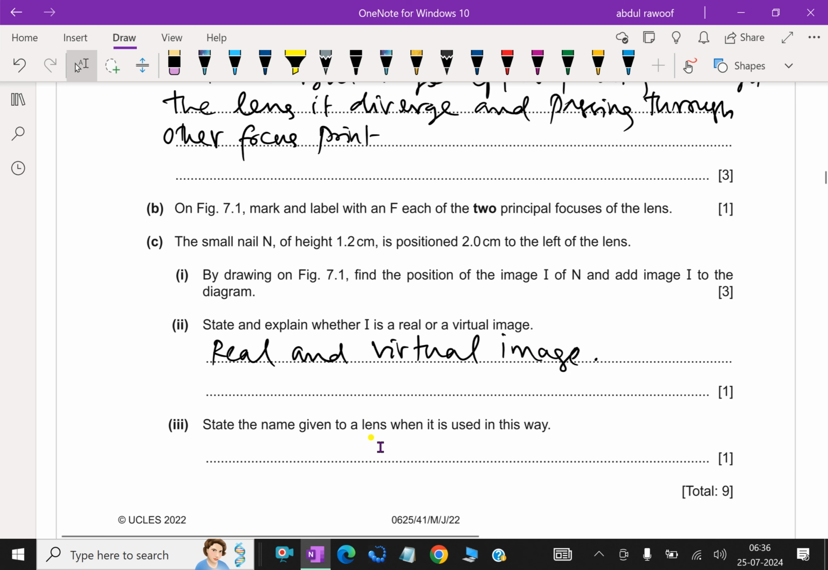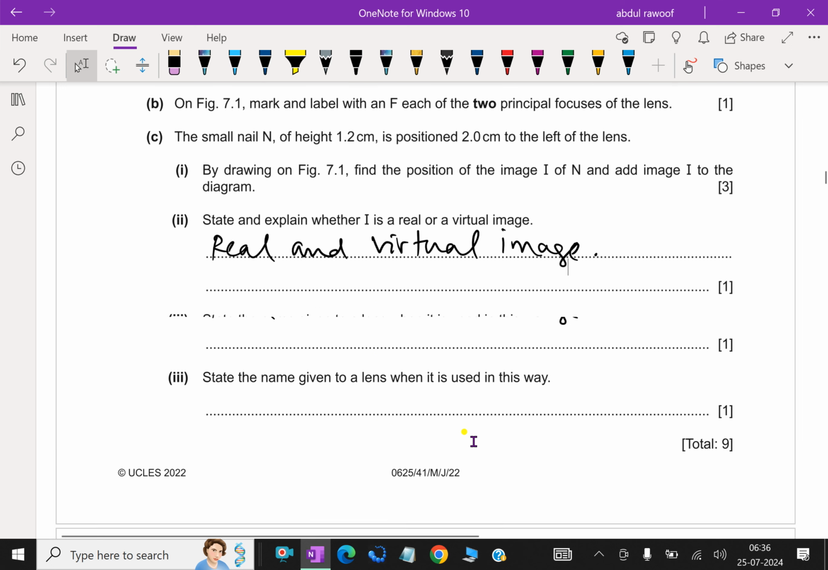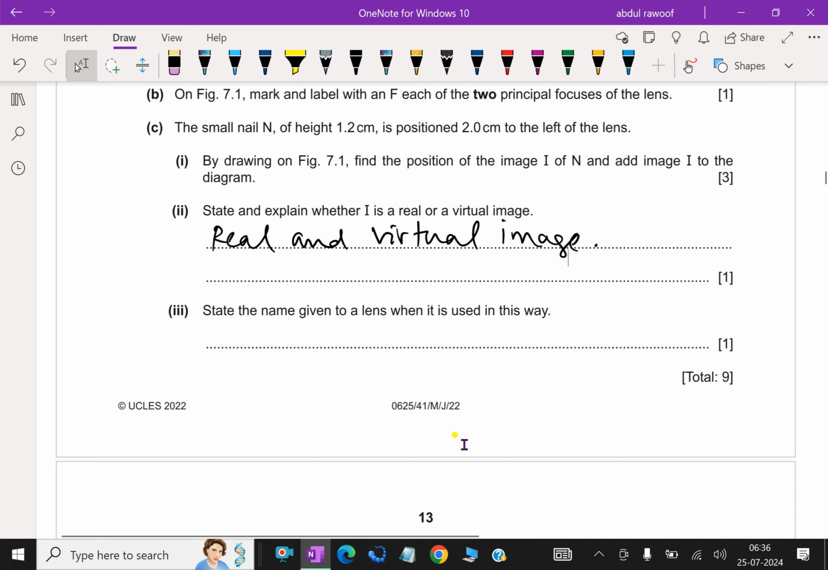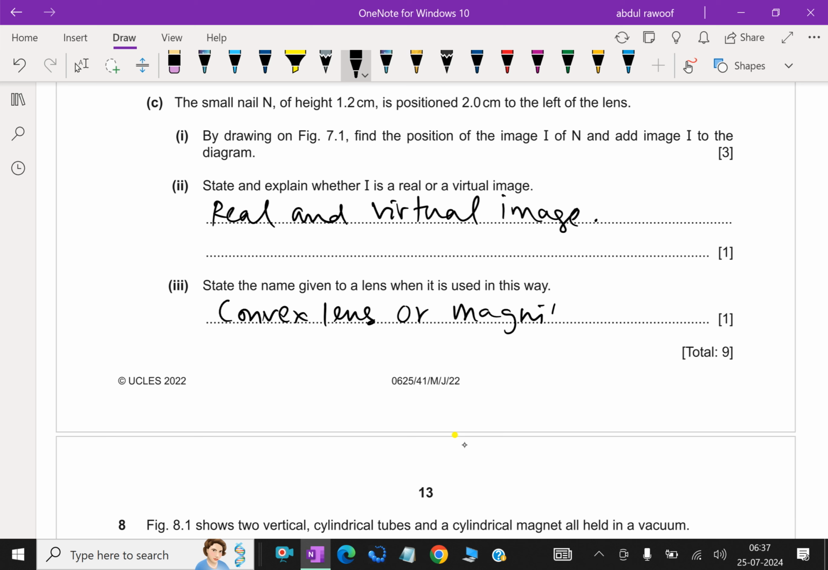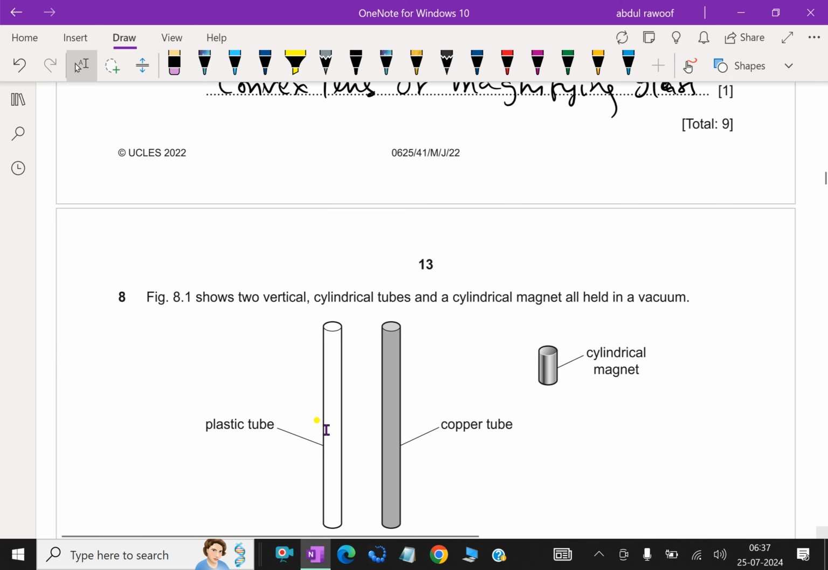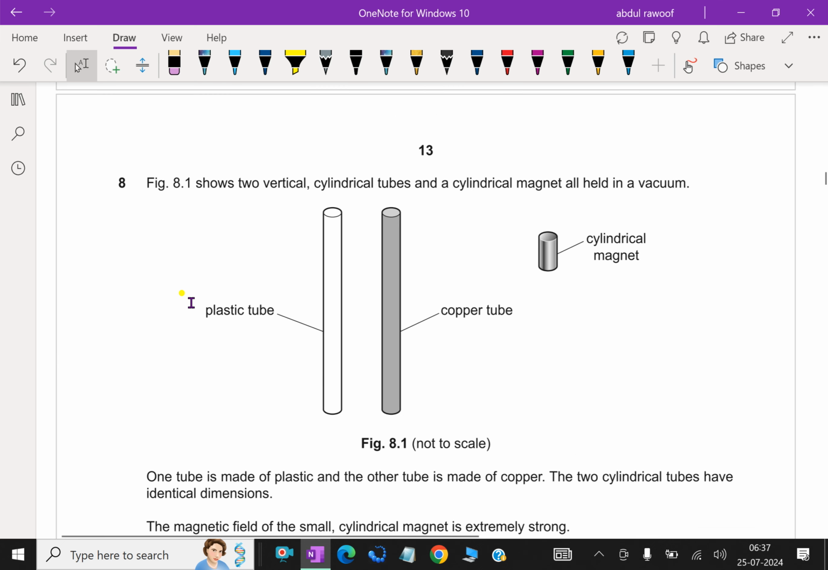State the name of the lens when it is used this way. It is a convex lens or magnifying glass. Magnifying glass. Then next question, that is question number 8.